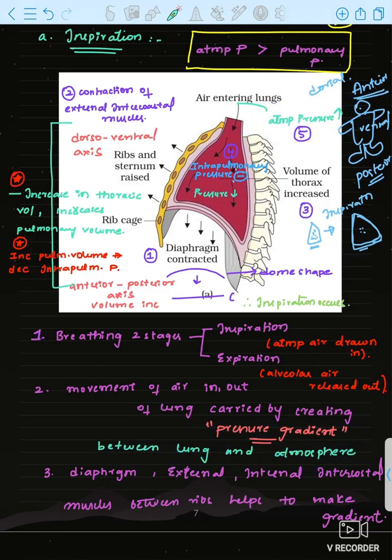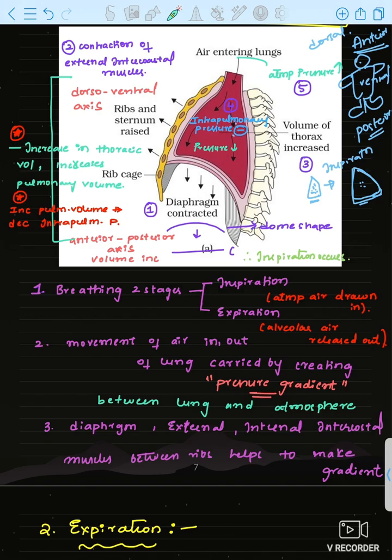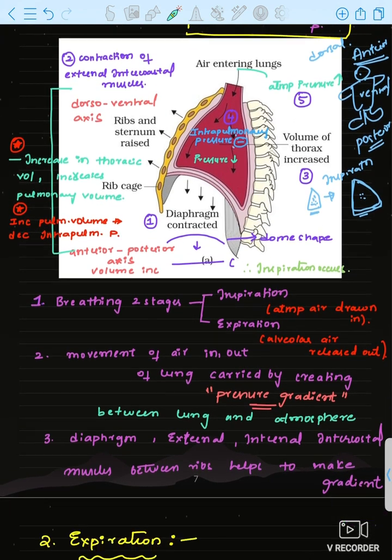So you have to remember one more thing. What creates a pressure gradient? You only guess. You saw, no, this diaphragm is contracting and this external intercostal muscle is contracting. That is why volume of thorax is increasing, pulmonary volume is increasing, intrapulmonary pressure decreases and air enters inside, no? So diaphragm and external intercostal muscle make a gradient. Internal intercostal muscle is also involved, but I will tell its function in the next slide. So this is all about inspiration.